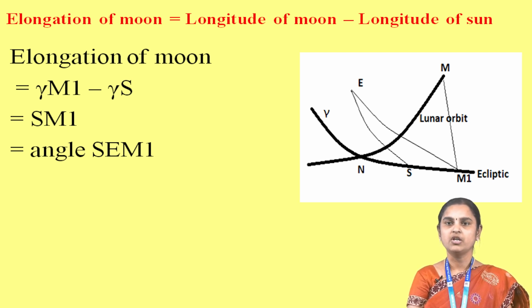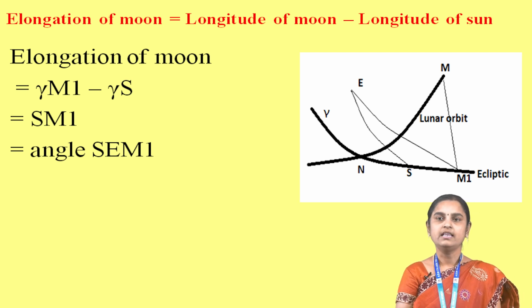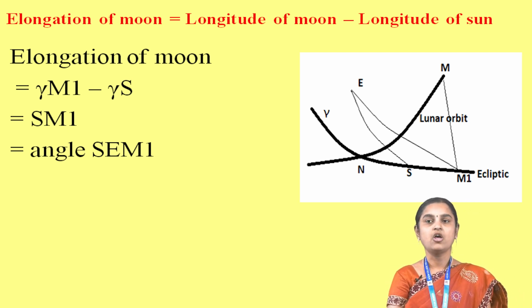If the inclination of the lunar orbit is neglected and the moon is taken in the ecliptic, then the elongation of moon is the angle subtended by sun and moon at the earth. So we have to write the relation between elongation of moon and the longitude of moon and sun.